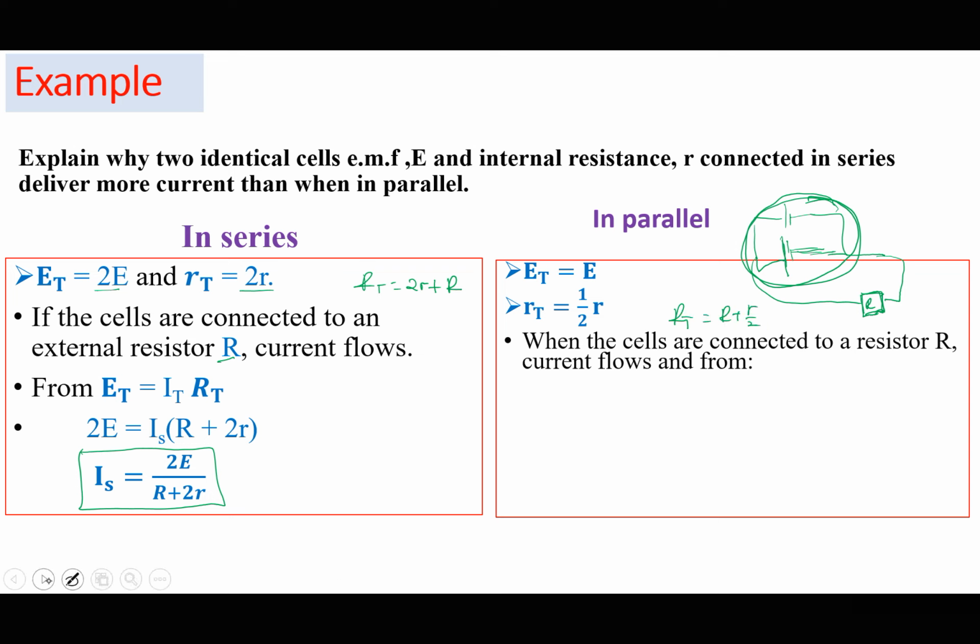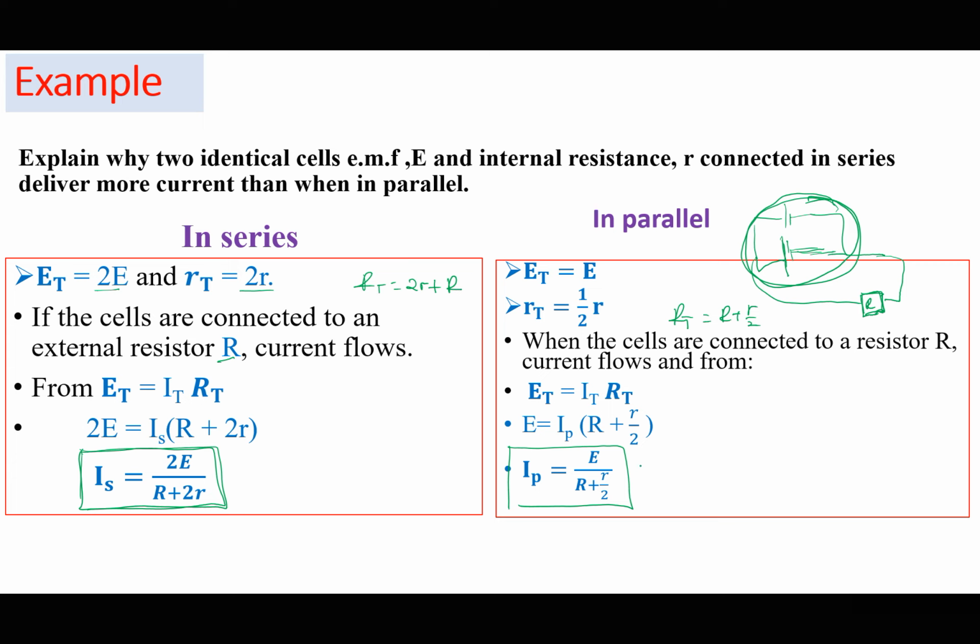So using the expression E equals IT times RT, then E is going to be IP, where P stands for parallel, times R plus R over 2. When I make IP the subject, it is going to be E over R plus R over 2. When you compare this expression here and this one here, you're going to notice that IS is bigger than IP.